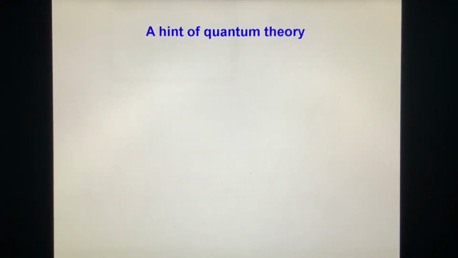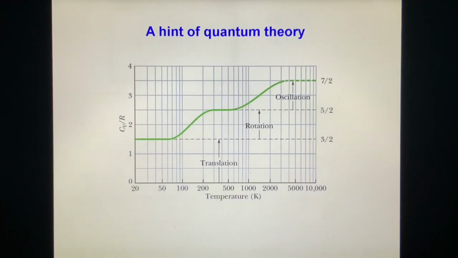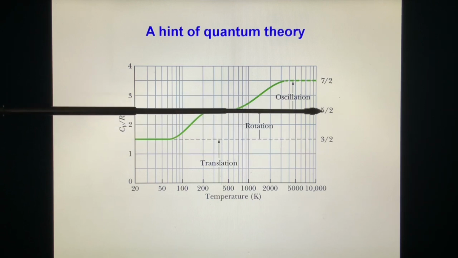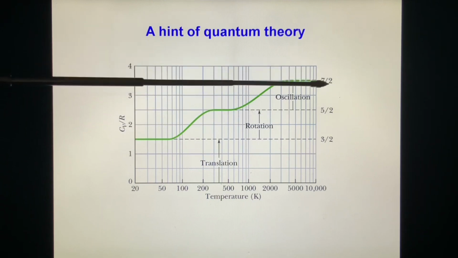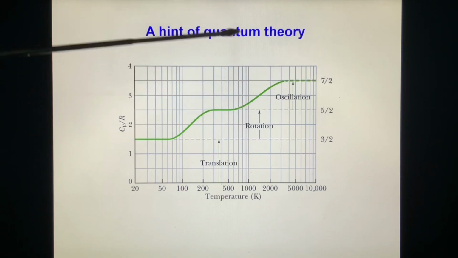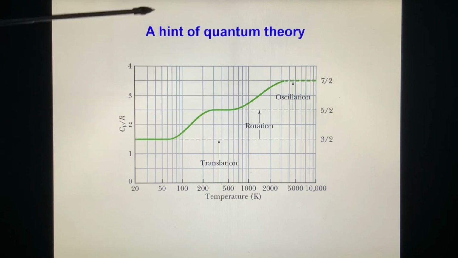Again, in quantum theory, we took a look at the energy of this gas. It can have translation, CV 3 over 2, or you have a rotation, you get 5 over 2, or you have oscillation, 7 over 2. They are in steps, the energy is quantized. This is a hint for quantum mechanics.